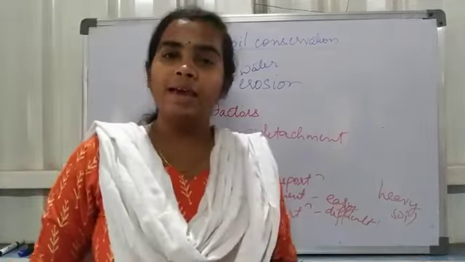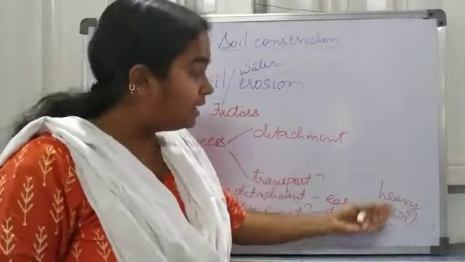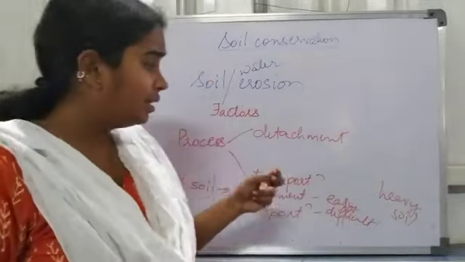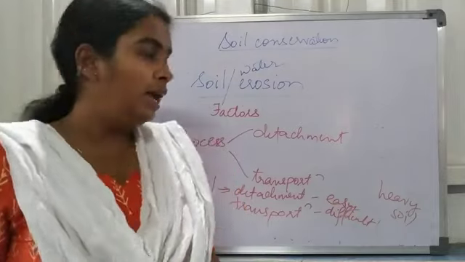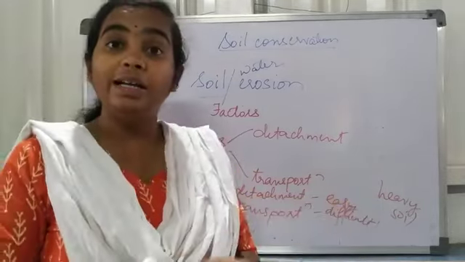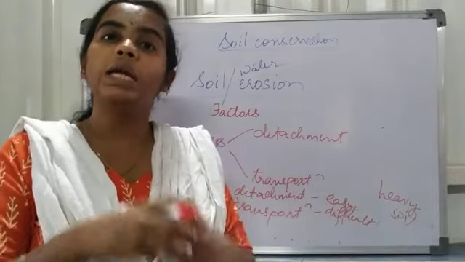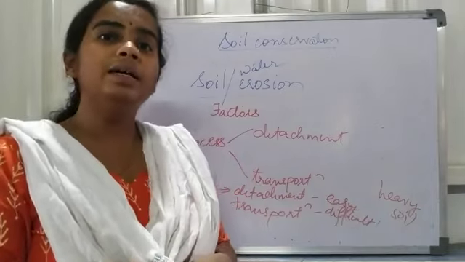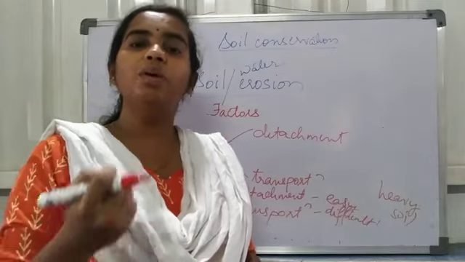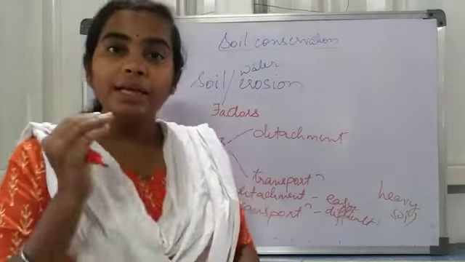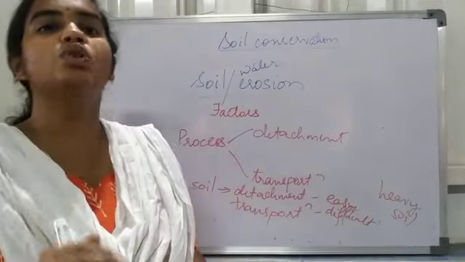This happens because in heavy soil the particles are usually of the clay and silt kind. The clay particles will be difficult to detach, because they are strongly bound with organic matter or other particles, and so it is very difficult to detach. Once it is detached, since the size of the clay particle is very small, it can be easily transported from one place to another. And this is the reverse case of light soil.